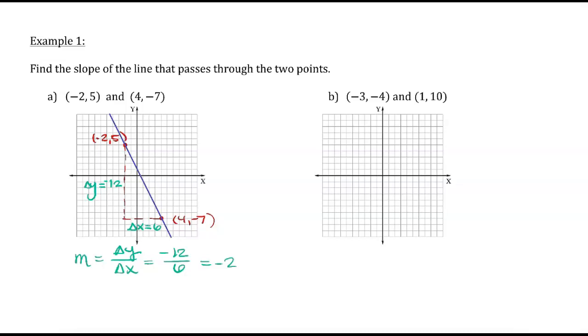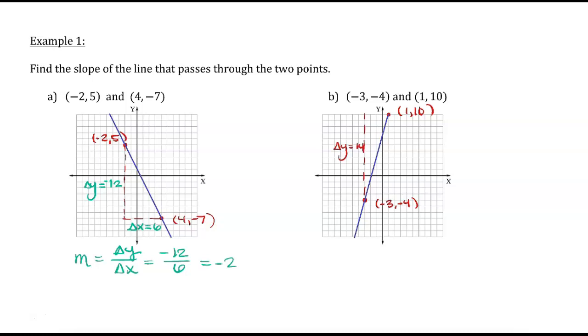First we plot the points (-3, -4) and (+1, +10). And now we can sketch the line between the 2 points. To get from (-3, -4) to (+1, +10) requires that we go up 14 units. That is, our change in y value is 14.